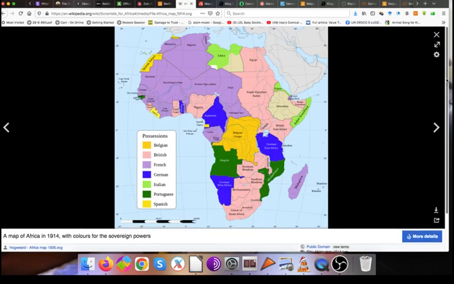partition Africa amongst themselves. So you had the British in Southern Africa. They had the Union of South Africa, Bechuanaland, which is now the modern country of Botswana, Southern Rhodesia, now the modern country of Zimbabwe, and Northern Rhodesia, now Zambia. So yes, this was all British possessions by 1913, on the eve of World War I.